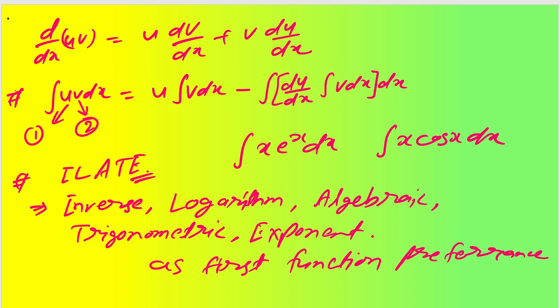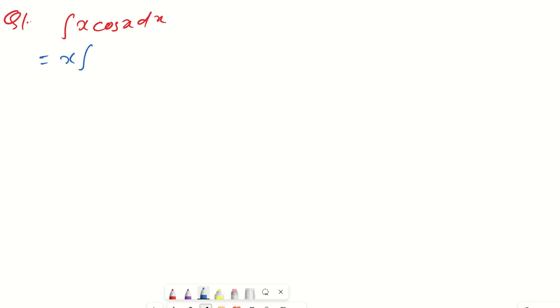Now we will solve some questions and try to understand how to solve them. The question is integration of x cos x dx. What can we do? We can take x as u and cos x as v, the first function and the second function. So we can solve it as the first function into the integration of the second function cos x. I'll just write down the formula here for the first one or two times.